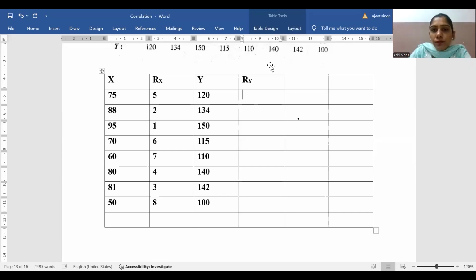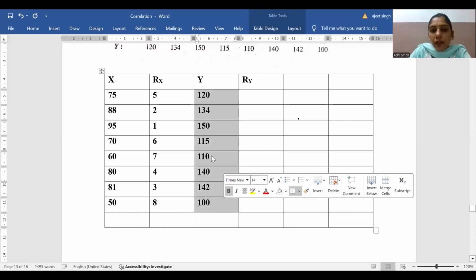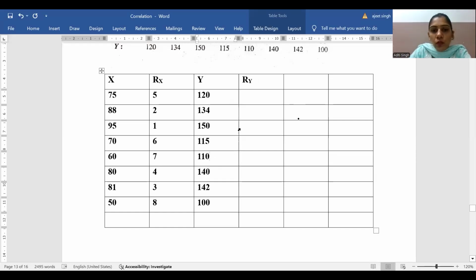Now in the same way we will do the ranking of series Y. Let's assign rank 1 to the highest value, which is 150. After 150, the highest value is 142, so give it rank 2. After 142, it's 140.